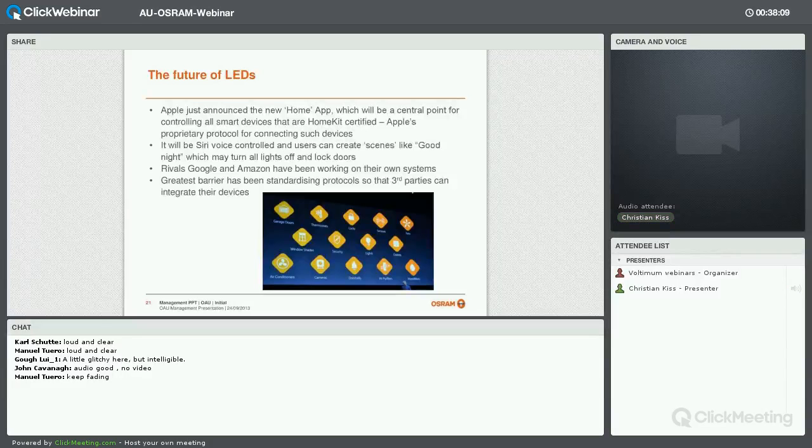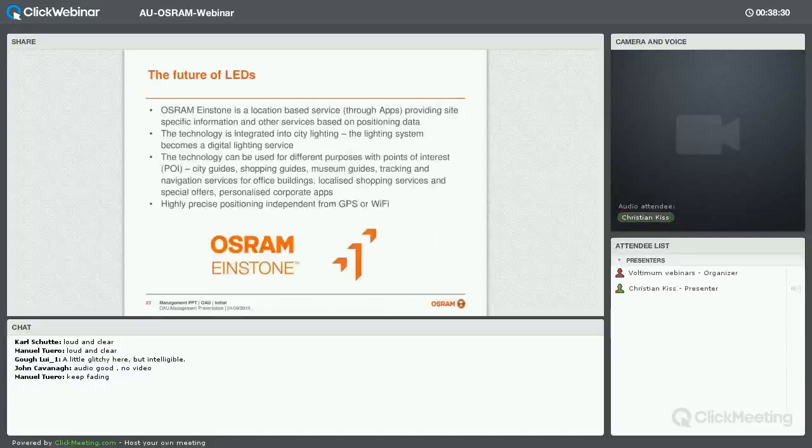So it's really just everything coming together. There's a lot of fragmentation, which means some devices don't work with other devices, so you just have too many apps to control too many different things. This sort of thing is, I think, trying to consolidate it all, and it's probably where the future is really heading in controllability of such devices, including obviously lighting.